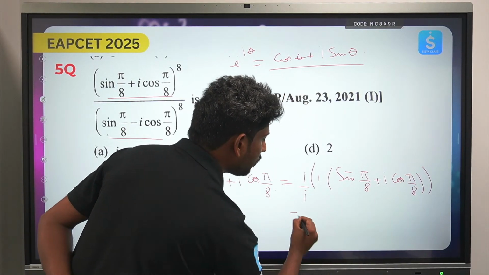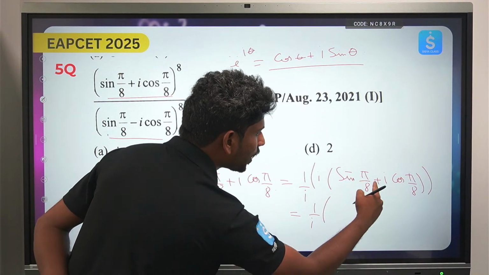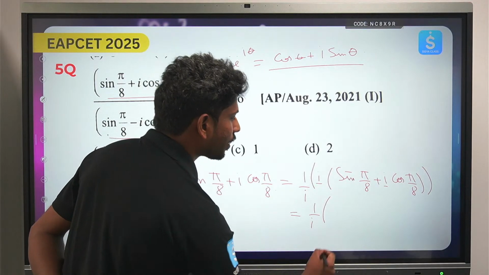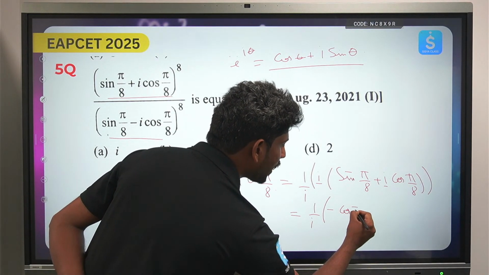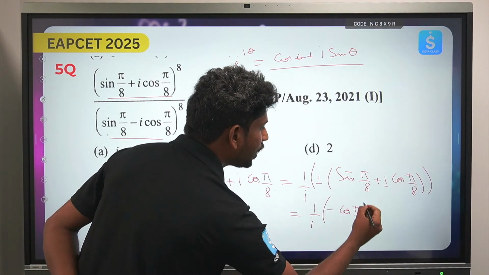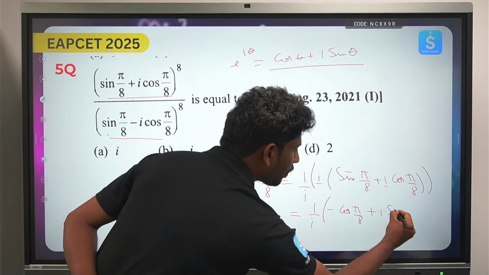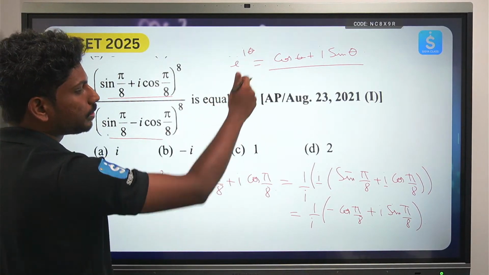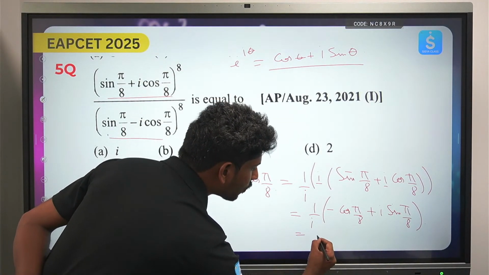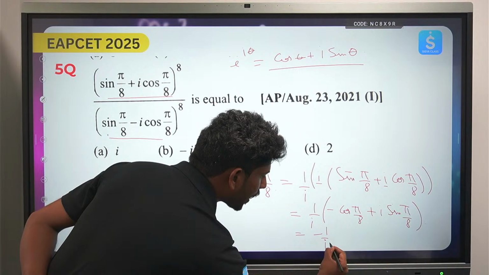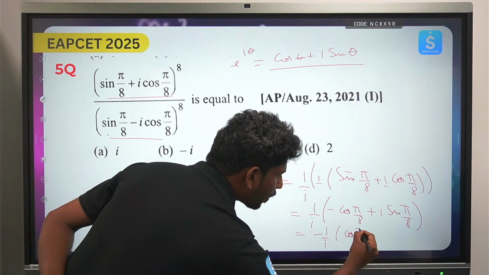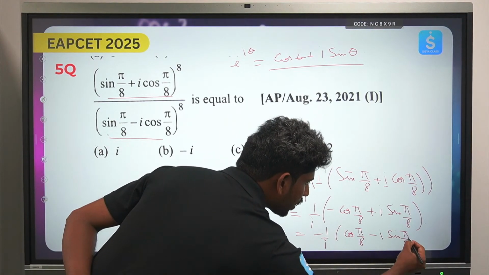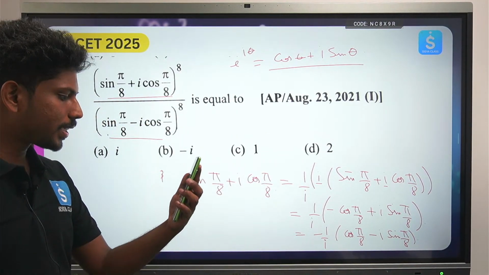So this will become 1 by I times, multiply, I into this will become I sin pi by 8, I into I is minus 1, so minus cos pi by 8 plus I sin pi by 8. I have just written it in the form. But still we didn't get into this form, so what do we do? I'll take cos common, so this will become minus 1 by I times cos pi by 8 minus I sin pi by 8. I hope everyone is clear.